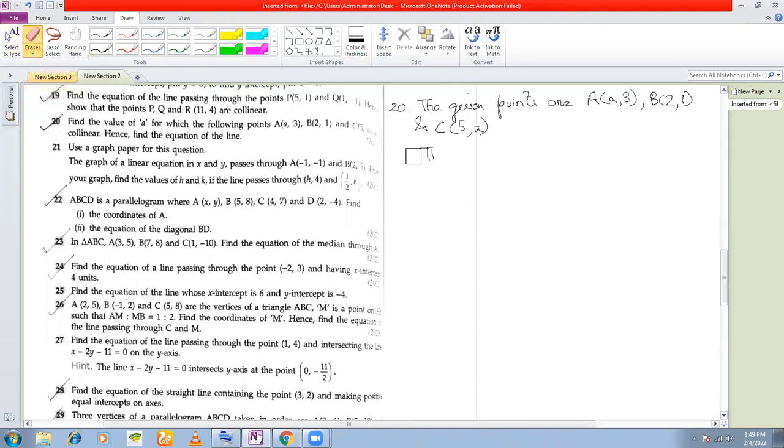So let x1, y1 be the point A, A3, right? And B, x2, y2 is the point, let's say B21. So you can see here that I have taken x1 as A, y1 as 3, x2 as 2, and y2 as 1. So equation of the line joining A and B.